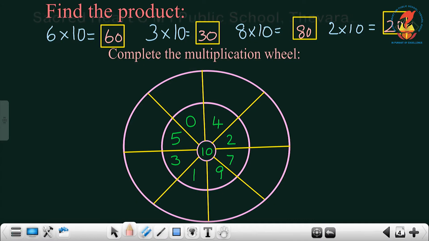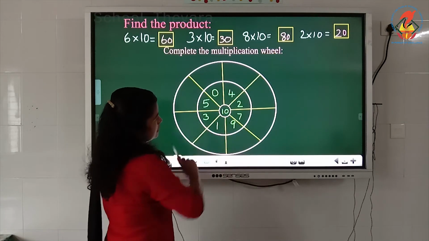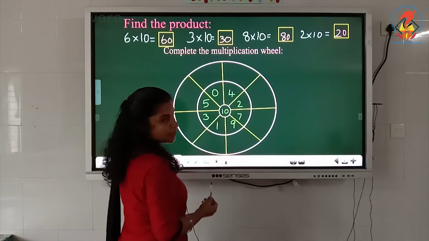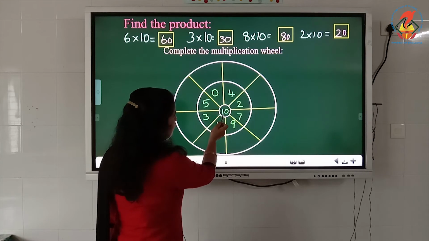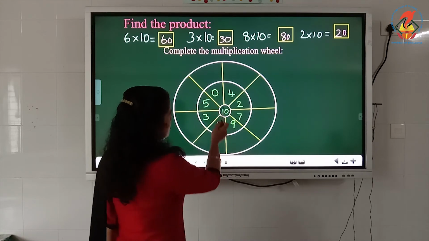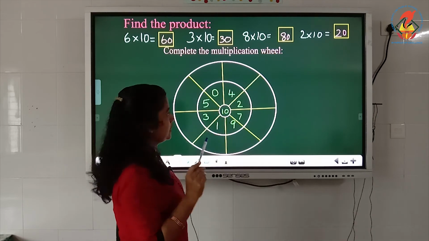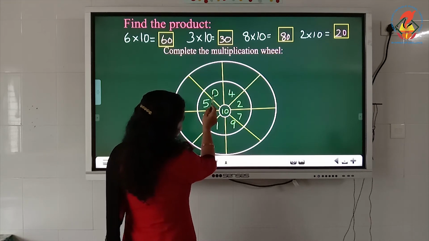Now next question is complete the multiplication wheel. Children look here, this looks like the shape of a wheel, isn't it? Here you can see number 10 is written in the middle. You have to multiply these numbers with the 10 and write the answer in the outside box. Understand? So you have to do the tables of 10. So first we will do from here, from number 0.